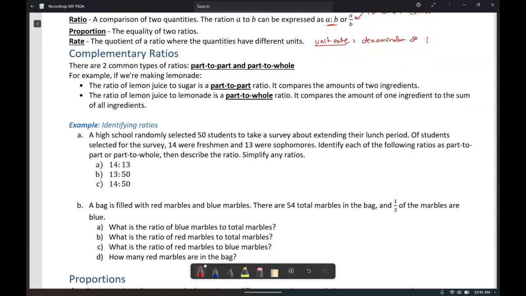So for a complementary ratio, there are two common types: we have a part-to-part relationship or a part-to-whole. So for example, we're making lemonade. In order to make lemonade, we have to mix lemon juice and sugar. These are both parts of the lemonade mixture as a whole, so it is a part-to-part ratio, comparing the amounts of two ingredients. Now, when we look at the amount of lemon juice in the entire mixture of lemonade, this is considered a part-to-whole, because the lemon juice is the part, but the lemonade itself comprises the whole. We are looking at the amount of one ingredient to the sum of all the ingredients.